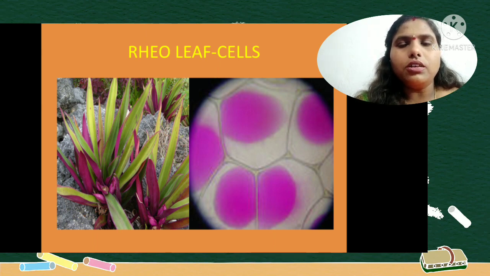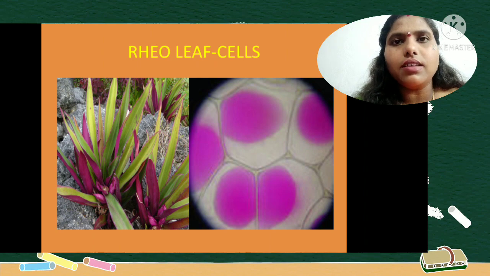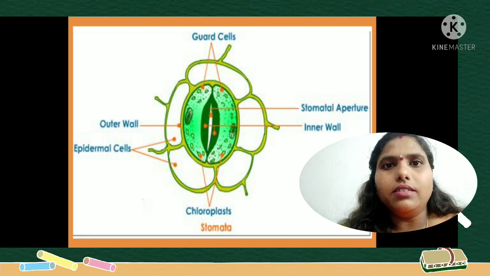If you observe these Rhoeo plant leaf peel cells, the cells are arranged linearly. There are no intercellular spaces present. Stomatal cells are also present among these epidermal cells. These epidermal cells are interrupted by stomata. Observe the next slide. Yes, it is stomata. Already you learnt this in lower classes.